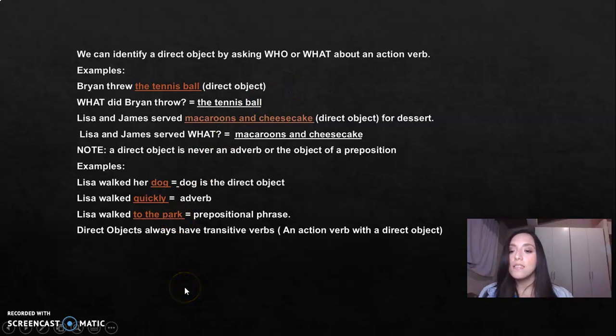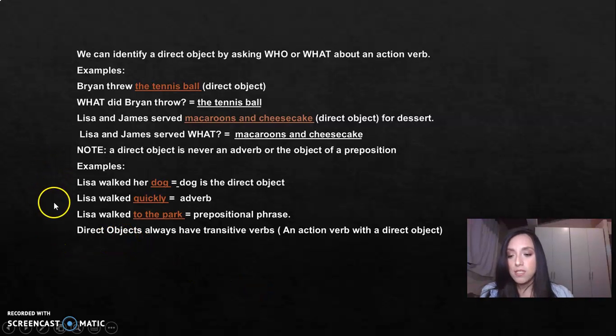The second, Lisa and James served macaroons and cheesecake for dessert. Now, Lisa and James served what? Macaroons and cheesecake. So macaroons and cheesecake are the direct object. Now let's note something important. A direct object is never an adverb or the object of a preposition.